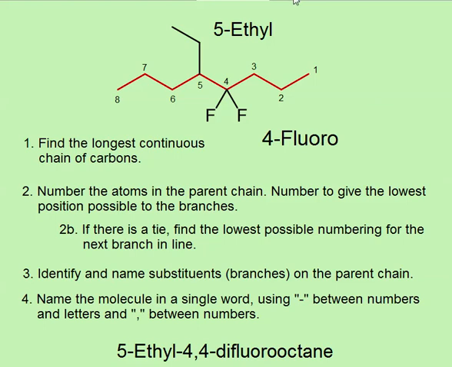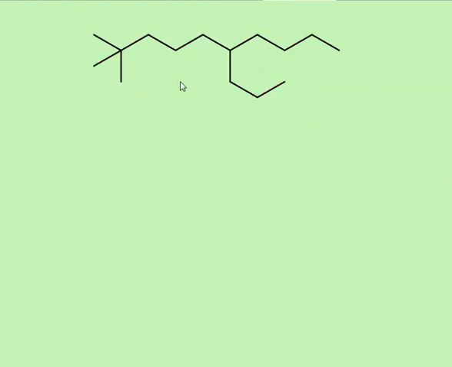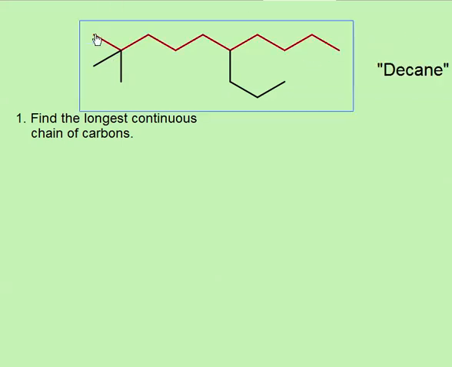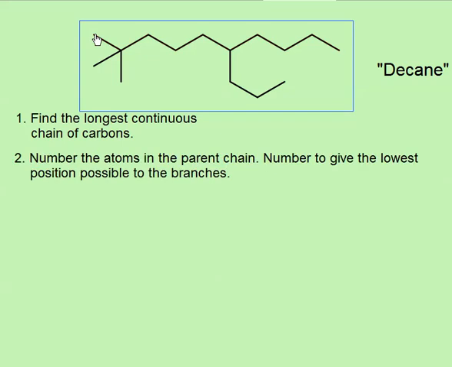Next one, and our last one for this video, a little bit more challenging again. Look for the longest continuous chain of carbons, and that's still basically horizontally across the molecule from left to right. This is going to be carbon number 1, because when we look at the molecule, our first branch would be on carbon number 2 here. If we numbered from the right, our first branch wouldn't be until carbon number 5. So the left hand side wins again.